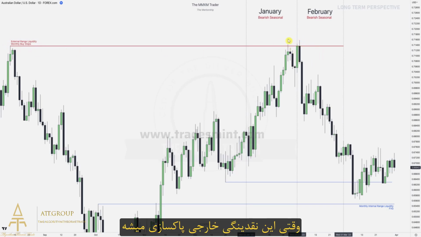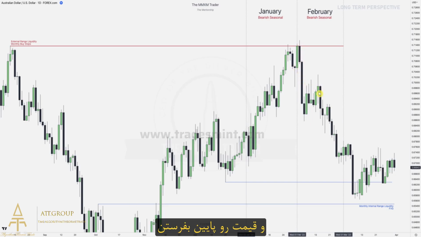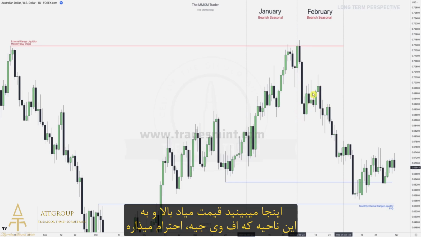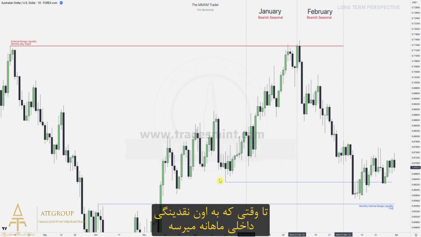Now, after raiding that external range liquidity on the monthly, taking out those buy stops, right? Once we take out that external range liquidity and we are in line with that bearish seasonal, we can see how price explodes to the downside. We have that daily stop hunt, right? And from this point out, up close candles should support price action lower, right? We can see that over here, price moves up, respecting this area over here, this fair value gap, trading lower and lower and lower until we reach that monthly internal range liquidity.